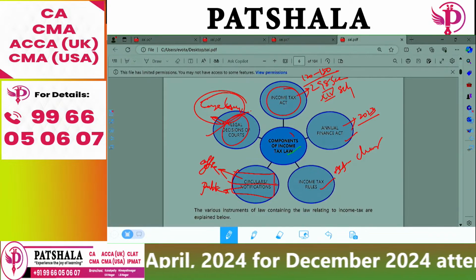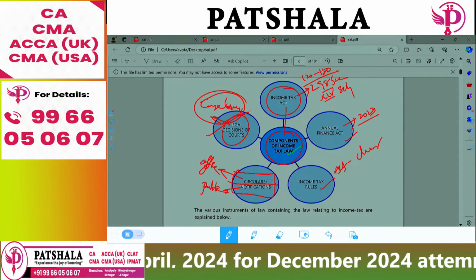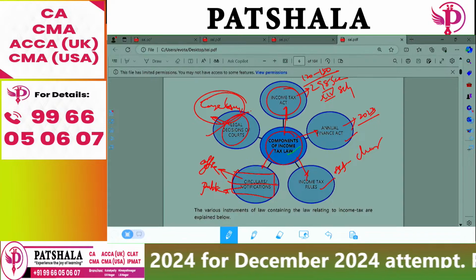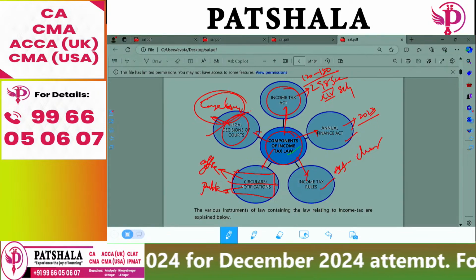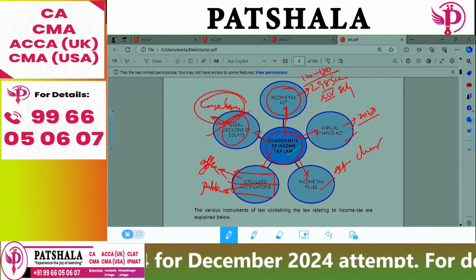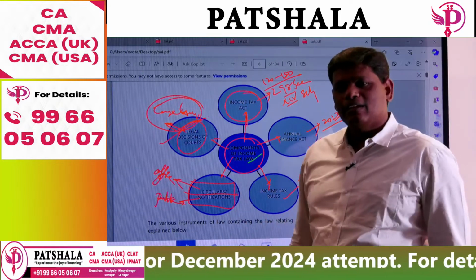So here the components of income tax law has got your act, you have got the Annual Finance Act, you have got income tax rules, circulars and legal decisions. These all put together is our income tax. Okay. So this is all the basic introduction to your income tax law.